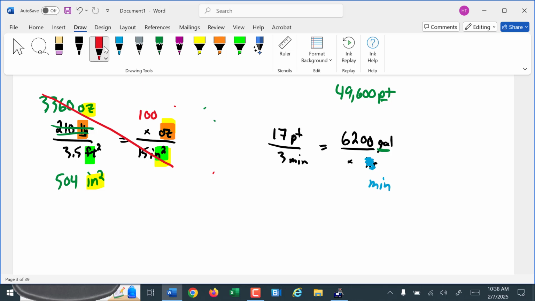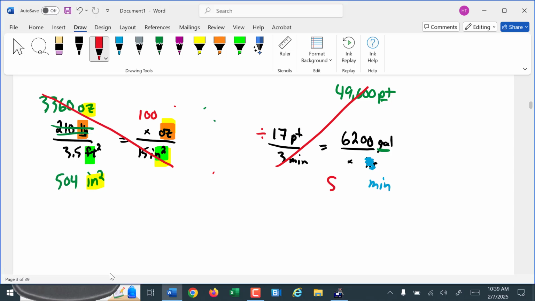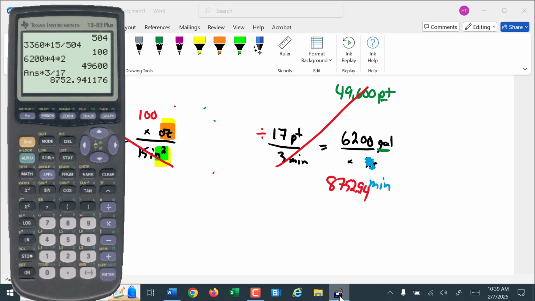So now we can cross multiply and divide. 3 times 49,600 divided by 17. So 49,600 times 3 divided by 17. So we get 8,752.94 minutes. And what do we do to convert that back to hours? Divide by 60. Yeah, good. The unit's getting bigger, hours to minutes is getting bigger, so the number gets smaller. So it's 145.88 hours.